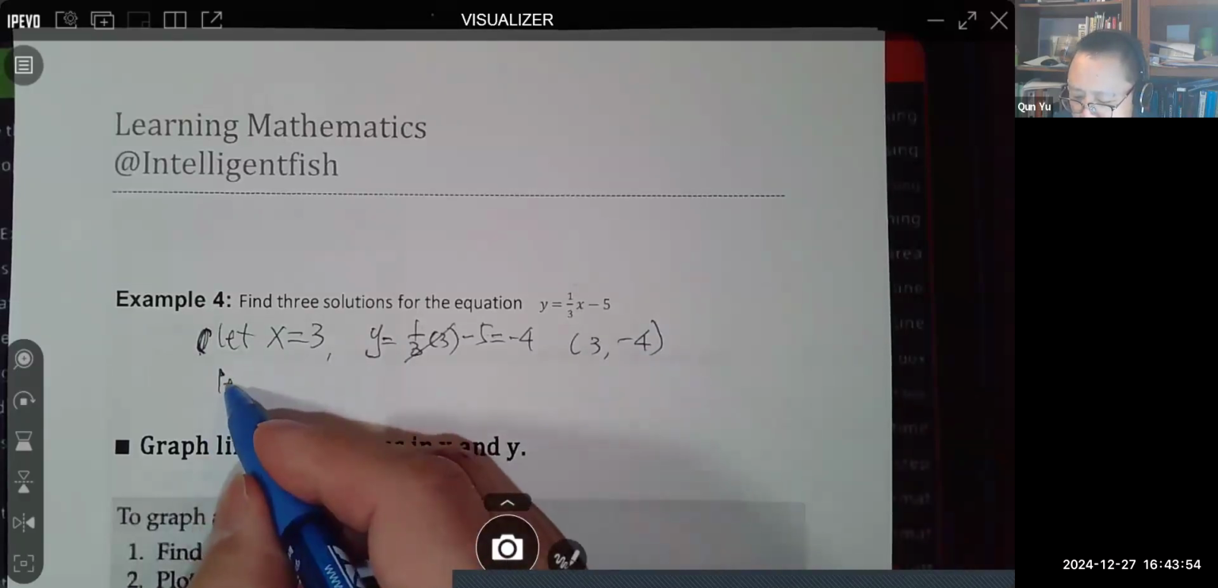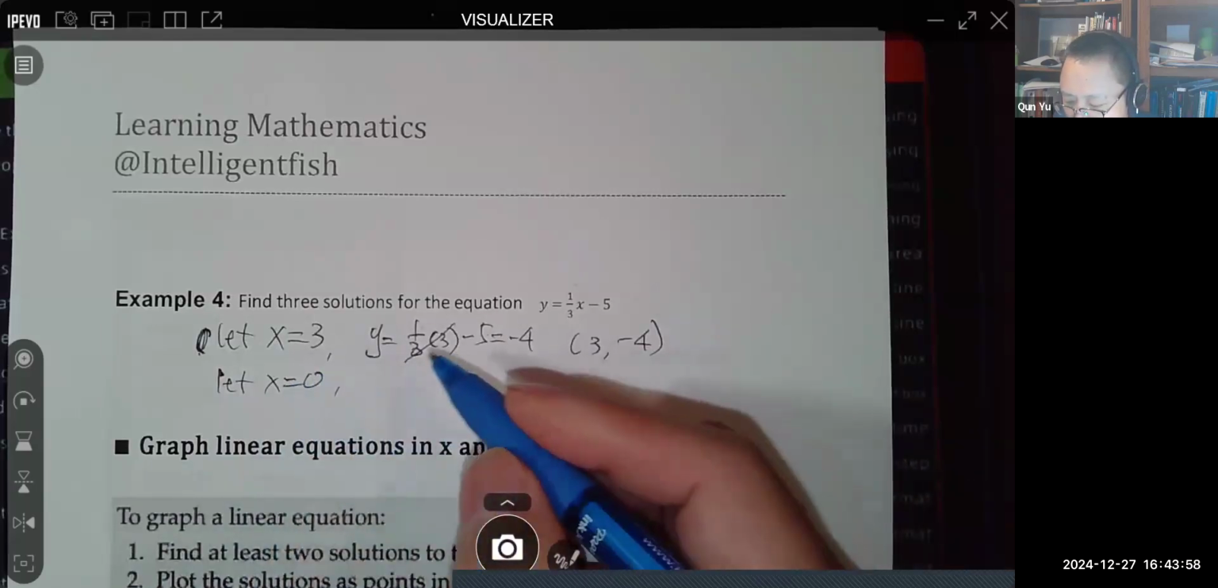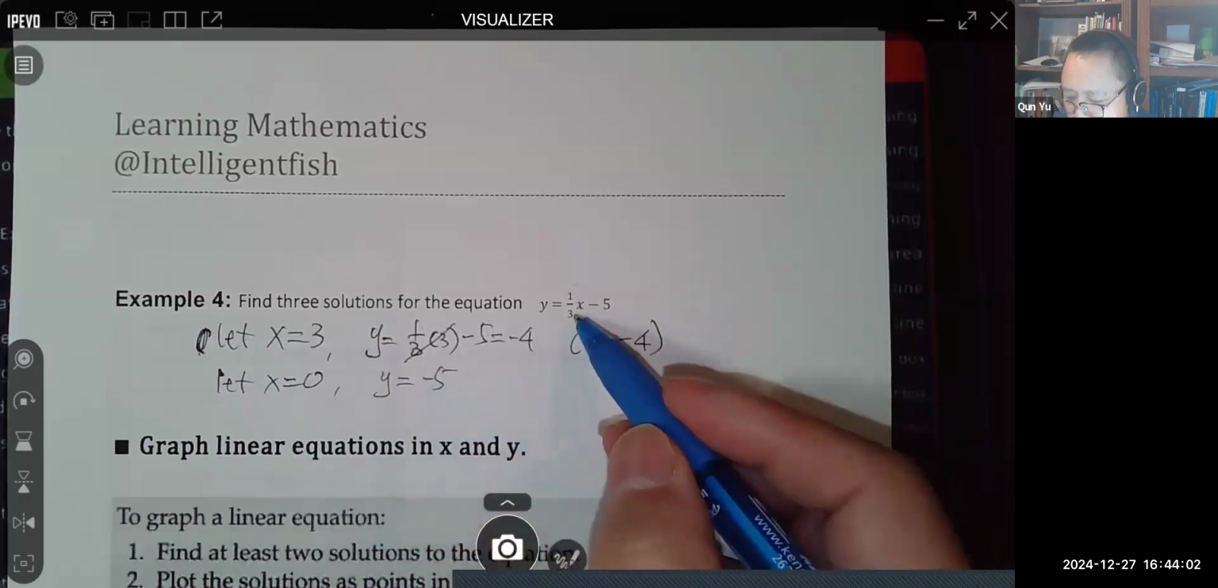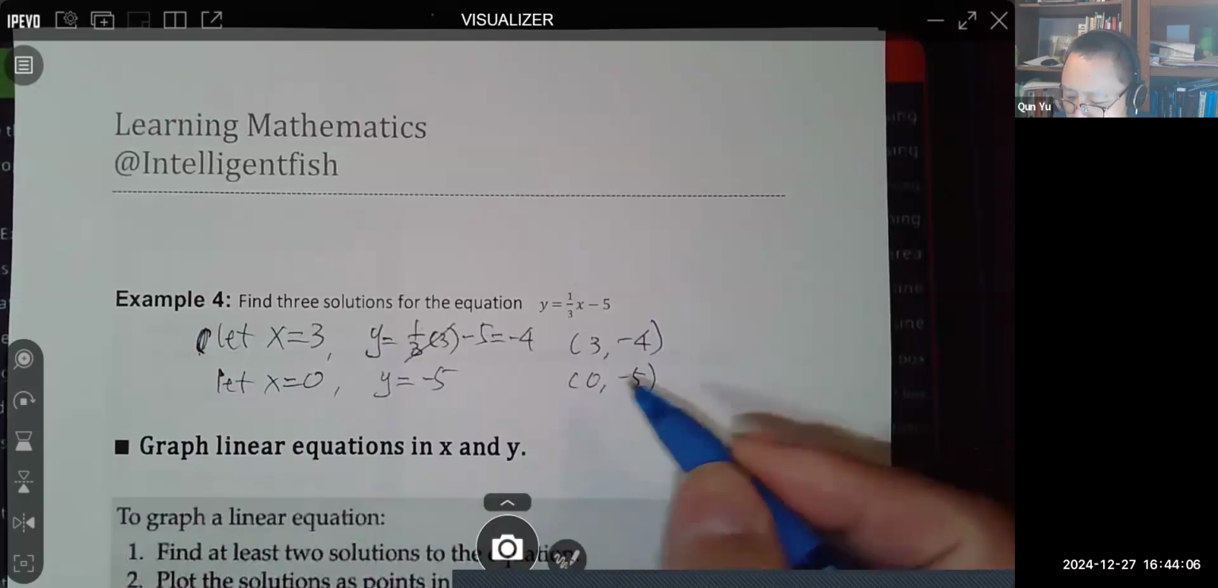Now, next, I let x surely you can let it be 0. That's the best, actually. Y equals -5. 0, this whole thing is gone. So 0, -5. Let's do one more.